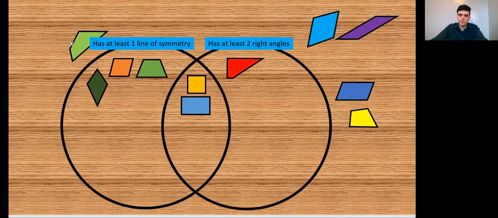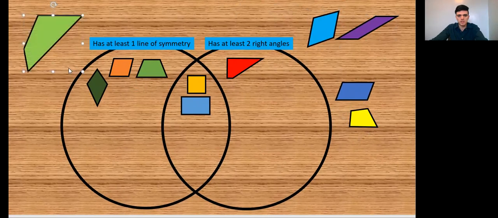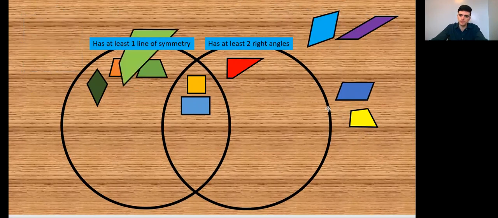Okay. What about this light green shape over here? To make it a little bit bigger. Does it have a line of symmetry? No, no, no. I don't think you could draw a line here to make this symmetrical. Does it have at least 2 right angles? No. It's going over here as well. Let's make it smaller again.